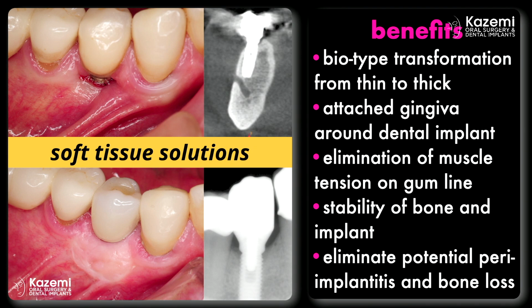Third, we were able to eliminate the muscle tension on the gum tissue from the frenum attachment. Next, we've also provided more stability of the bone and the implant by having a thicker gum tissue, and also eliminate potential peri-implantitis and bone loss.